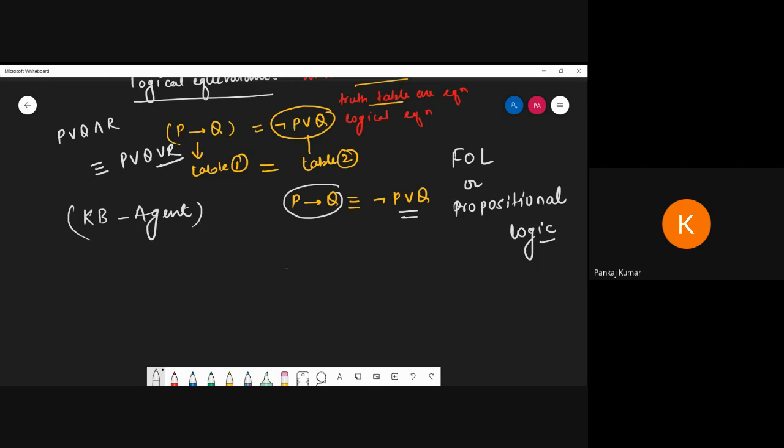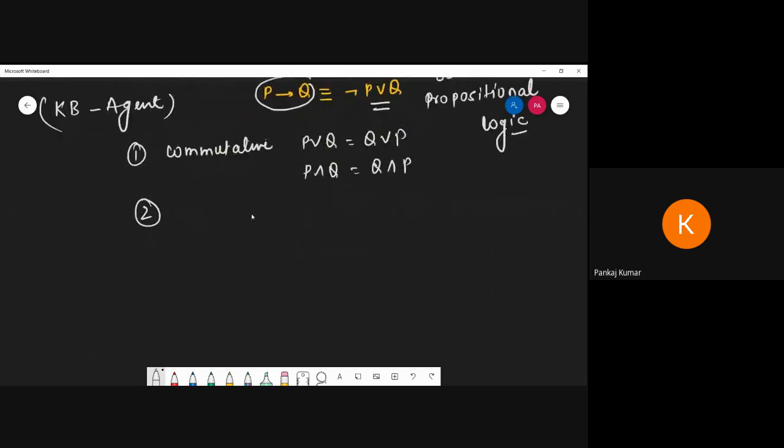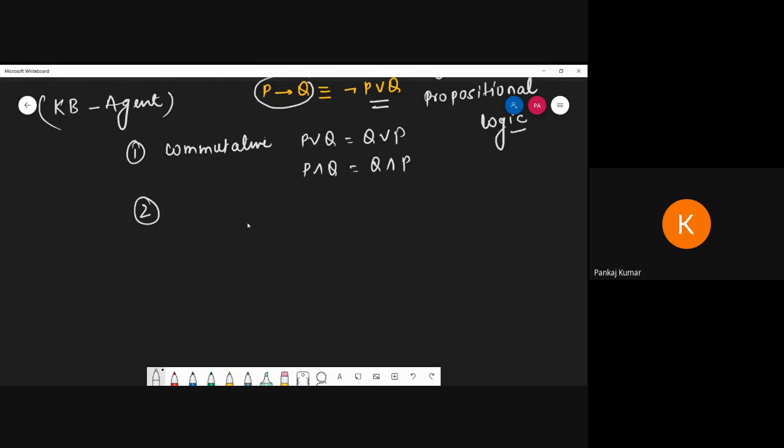Now the first property, as you know, is the commutative property. Here we can write P union Q equal to Q union P. This is the commutative property. No need to discuss everything, you already know a lot of these things; whatever I'm teaching you, you already learned in the fifth semester in DM. The second property is the associative property.